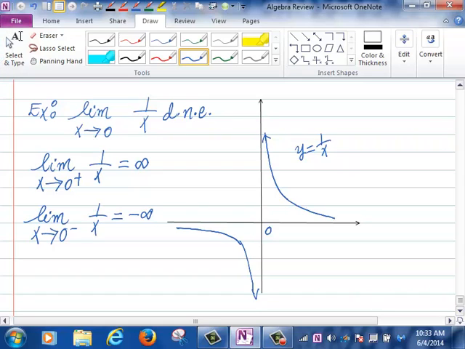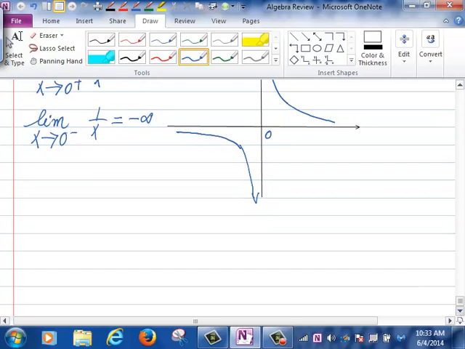Everybody's okay with that? So when the limit of a function at a point is infinity or negative infinity, it basically means that you have a vertical asymptote there, right? When the limit of a function at a point is infinity or negative infinity, it means that you have a vertical asymptote at that point. Everybody's okay with this? Let's look at another example.